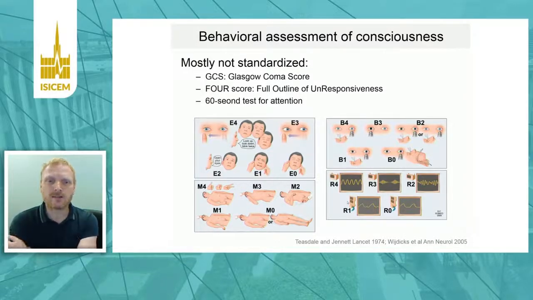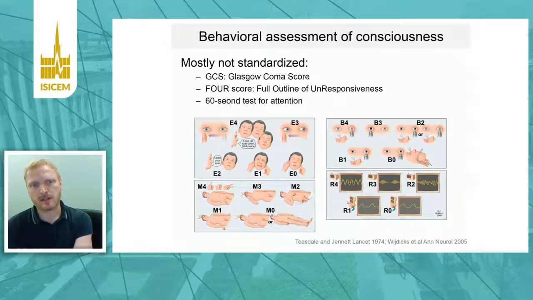There's not really a great comprehensive way to assess consciousness. The most widely used one is the Glasgow Coma Score, which was developed for TBI patients. It is crude. It does give you an idea what the prognosis is in a TBI patient. It was applied to many other etiologies, but it doesn't comprehensively assess consciousness. The FOUR score is a modification of that, takes also into account breathing patterns, but also doesn't comprehensively assess consciousness. The 60-second test for attention just focuses on attention, and this is only in high-level functioning patients.